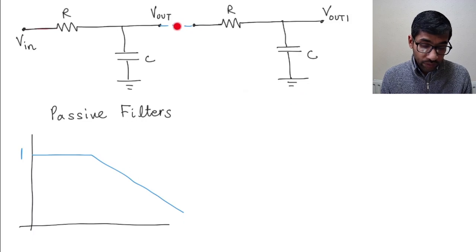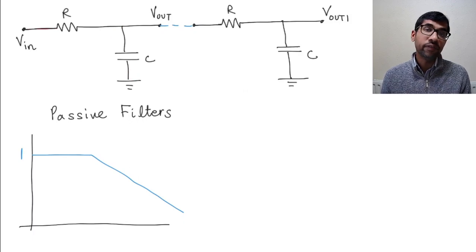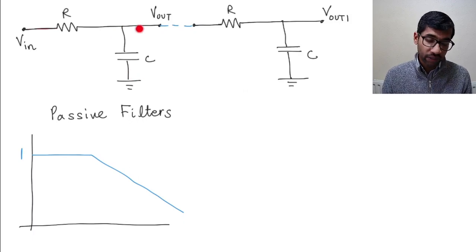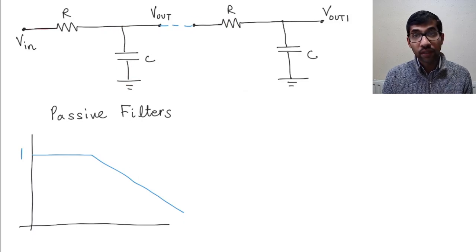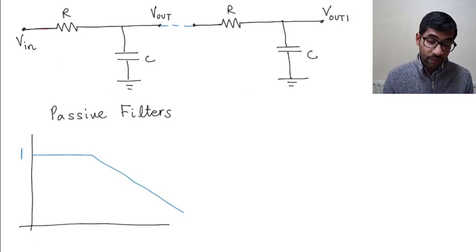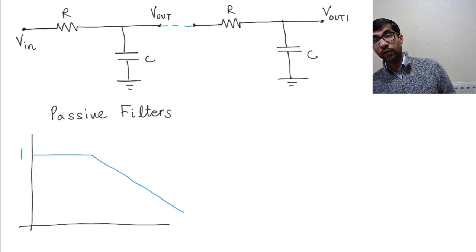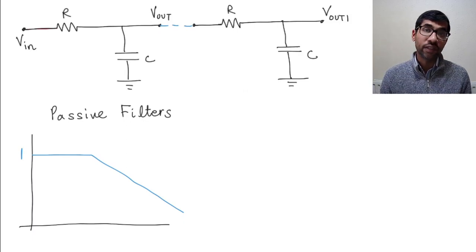Now, if these were not connected, all the current that flows through this resistance flows through the capacitor. And that's how we derive the output of this filter, right? But once you connect this, the current that is going through this resistor is going to be divided into this branch and this branch. And suddenly you start to have loading, and this circuit's behavior changes. And that's another disadvantage of your passive filters.